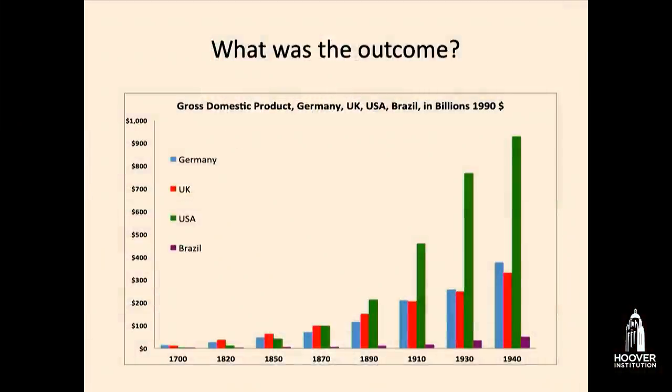Where's all this stuff in 1870 being produced? Cleveland. The richest city in the United States in 1870 is Cleveland. And why? It's the center of the electrical machinery industry. That's the Silicon Valley of the late 19th century. This is a key technology of the 19th century.